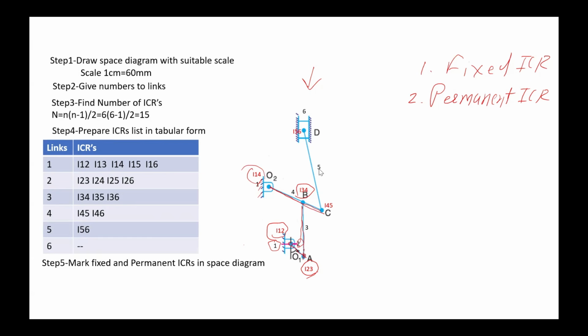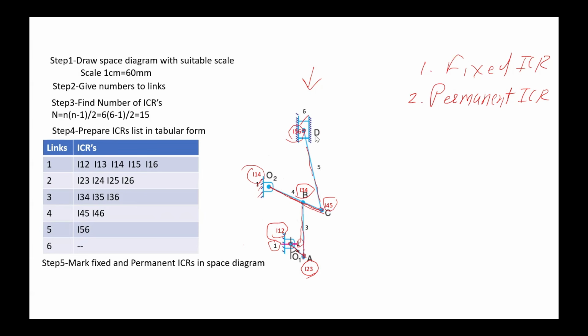Between link 5 and link 4, this is the fifth link and this is the fourth link, at C we are having ICR 4, 5. Between link 5 and this slider, at this pin point we are having ICR 5, 6.